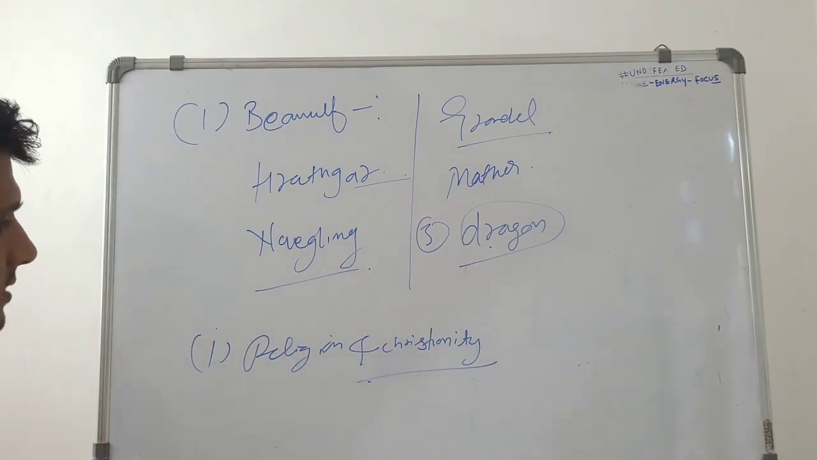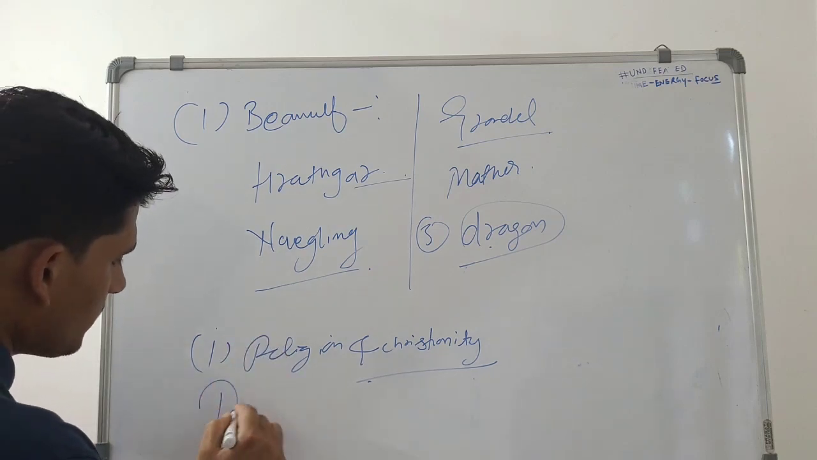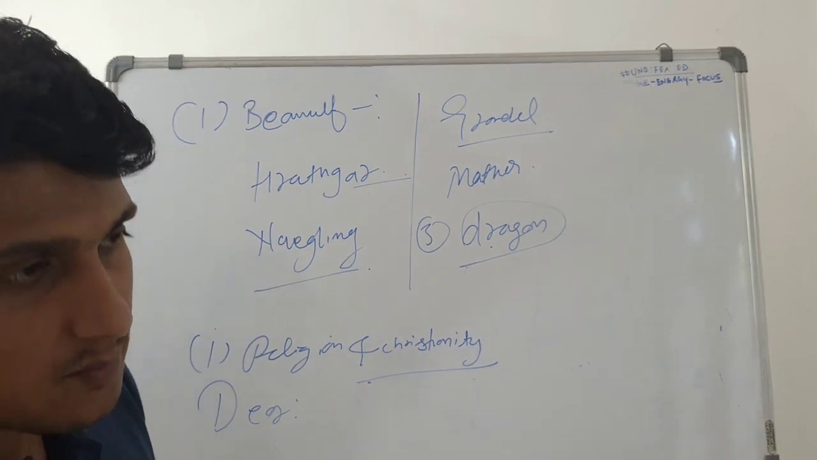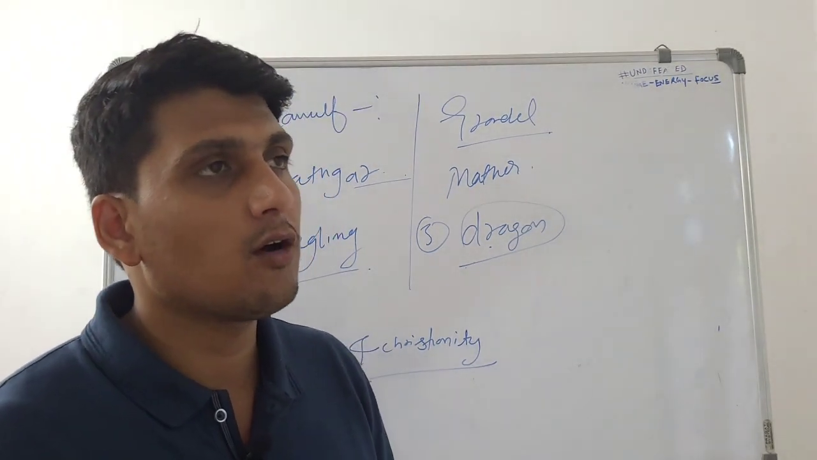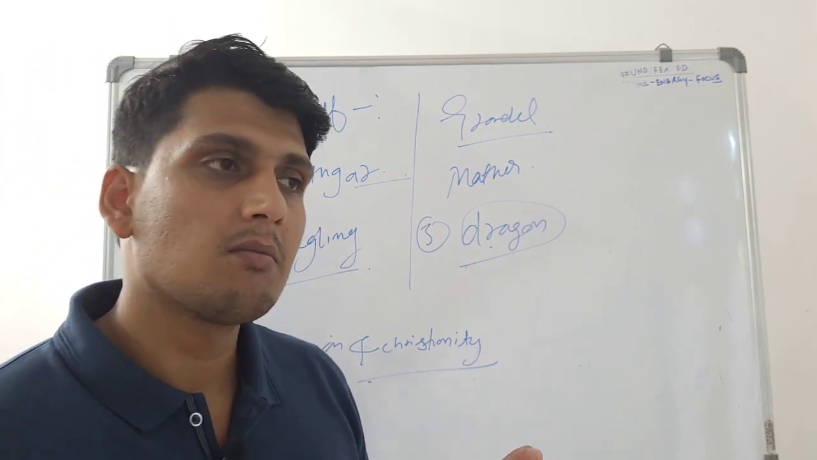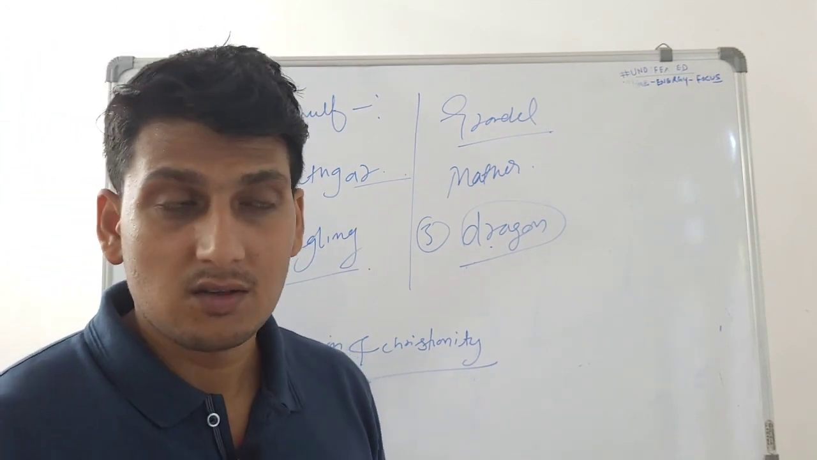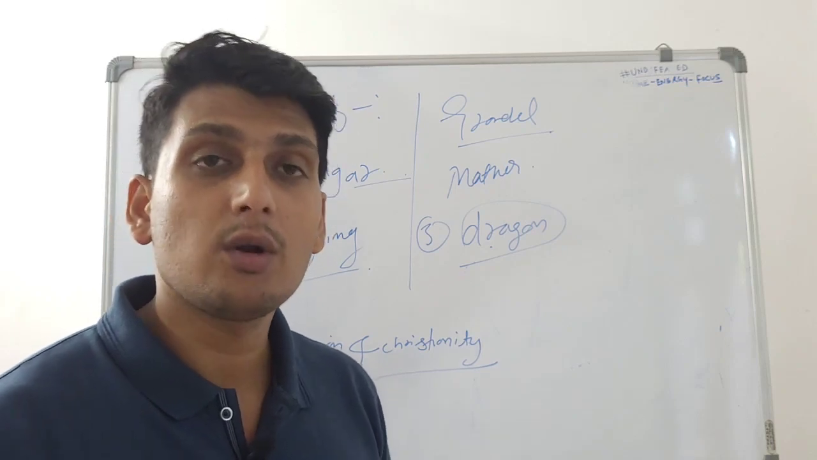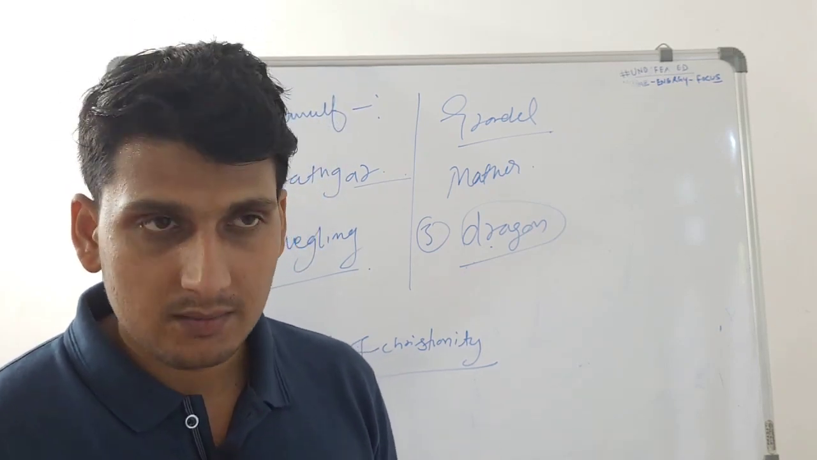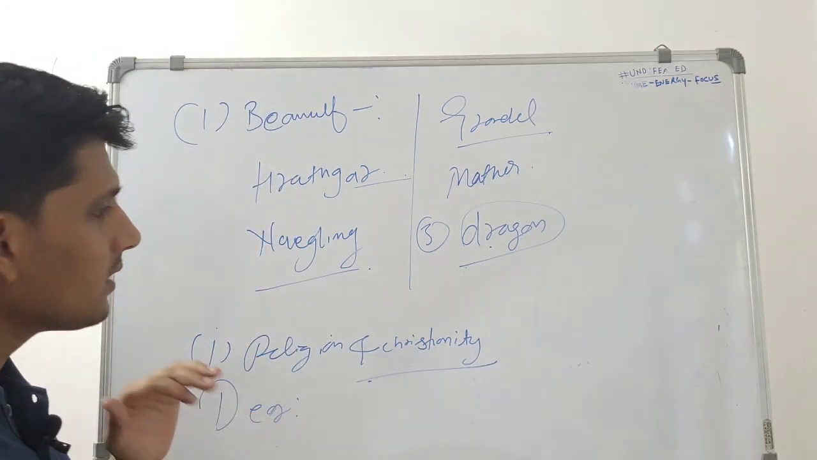Then we have the second poem, which is Deor. It is the complaint of the minstrel who did service to his lord for years with complete devotion, but later on was replaced by his rival. So he's lamenting, he's grieving. This is what this poem is about.